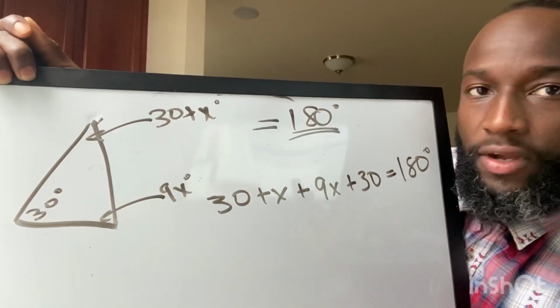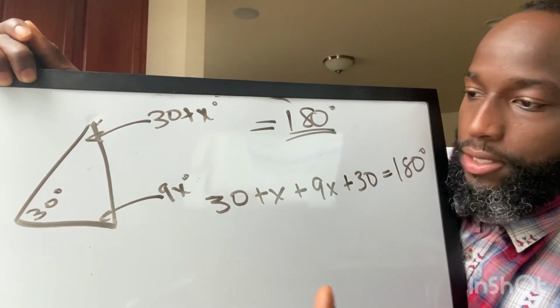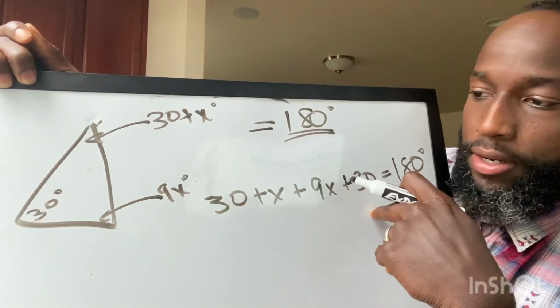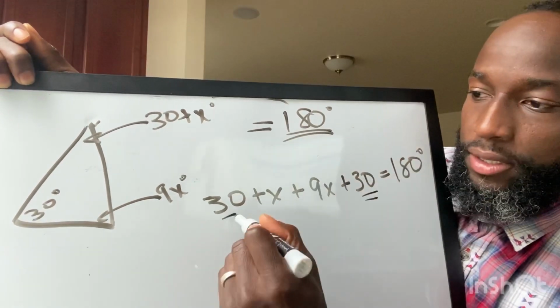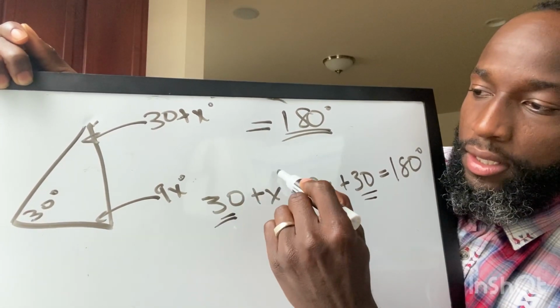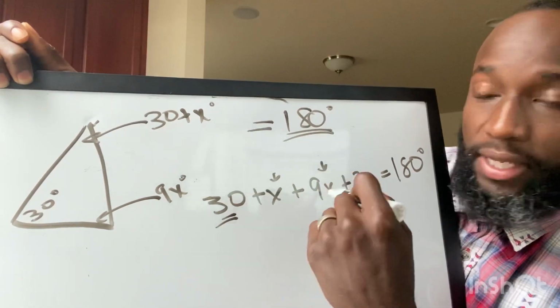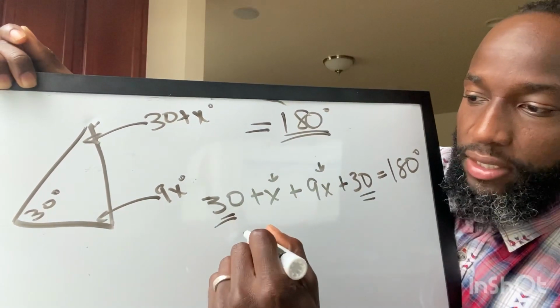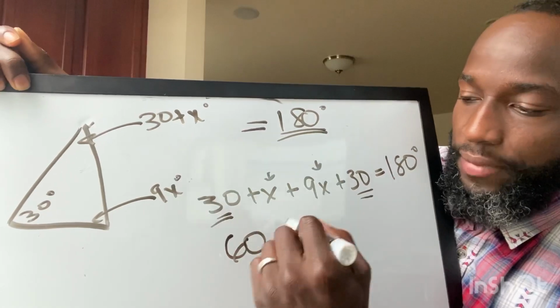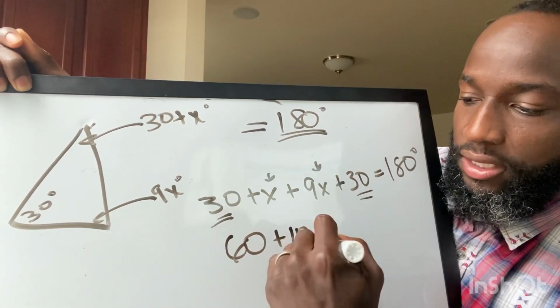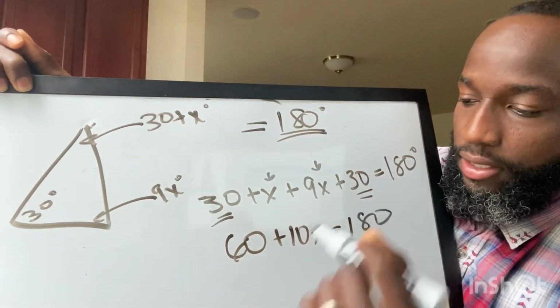From here, we're going to just follow the order of operations. We're going to combine like terms. You got a 30 there and a 30 there. These are like terms because they're numbers, and then these are like terms because they each have an x. So you're going to add everything together. 30 plus 30 is 60. x plus 9x is 10x, equals 180.